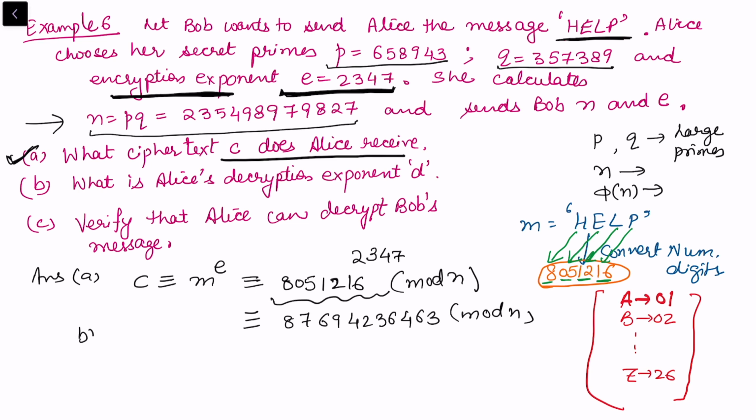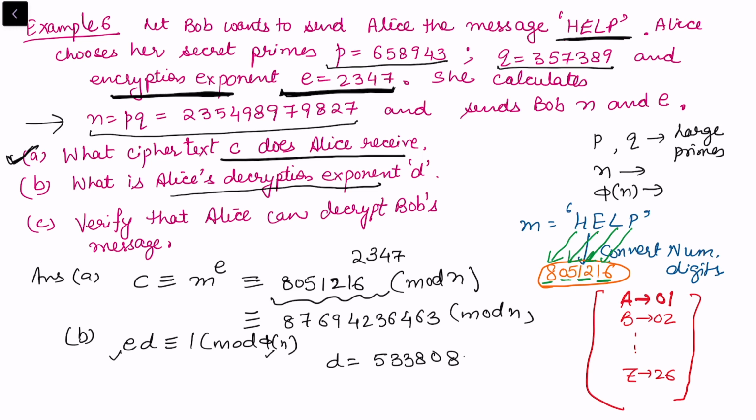Now in the second part, we want to verify Alice's decryption exponent. For the decryption, ED should be congruent to 1 mod phi n, and in the same procedure, we know what E is, we know what phi n is, we can find D. So D is going to come up here as 53380876259. And for the C part, we want to verify the original message back.